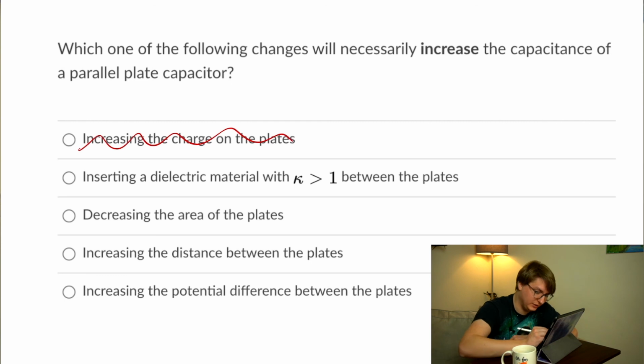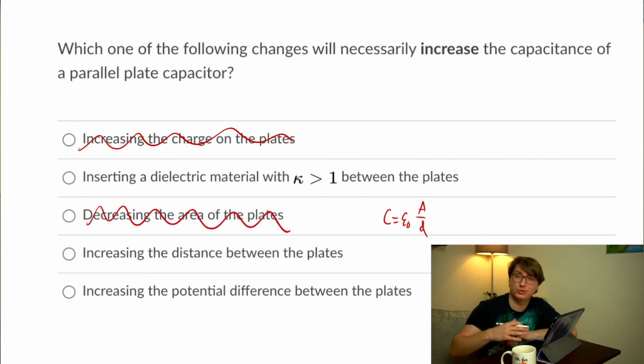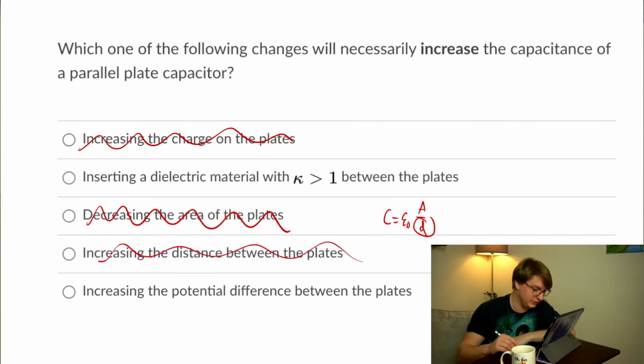Decreasing the area. We know the capacitance geometrically is the cross-sectional area over distance. So decreasing the area seems like the bad move. We want to increase the area so there's more room, which will increase the capacitance. Increasing the distance, well, it's 1 over distance, so we actually want to make it closer, so it's not that guy.